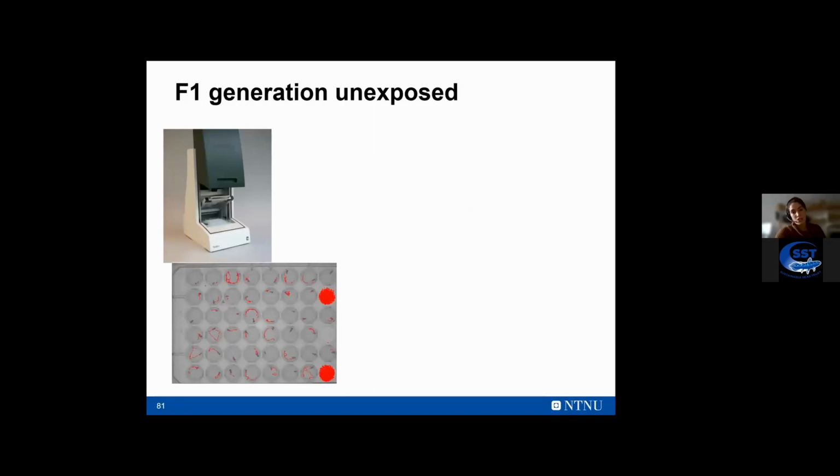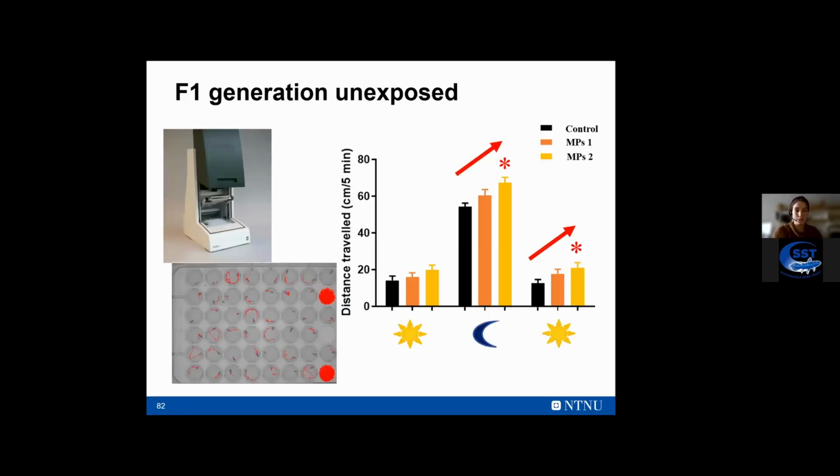And for the next generation, so the unexposed larvae, I won't go into detail, but basically we are just measuring the distance traveled by the larvae. So this is during light period, then night, and then light again. And we saw that fish that were exposed to microplastic went crazy, and they were just swimming really fast in all directions because the microplastic given to their parents did affect their central nervous system.